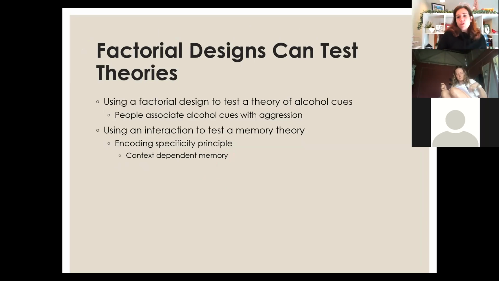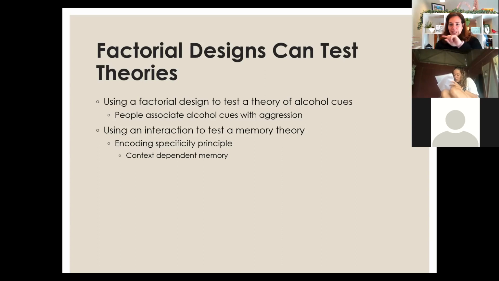You can also use factorial design to test theories. In fact, most of the research and experimentation we do is because we want to test out some hypotheses and theories. So there are many theories that make predictions about how variables may interact with one another. Factorial designs are a good way to test it out to see if it is actually consistent with what you are theorizing. So again, you can use that factorial design to test a theory on alcohol cues, which we talked about, like ingesting alcohol may lead to an increase in aggression.